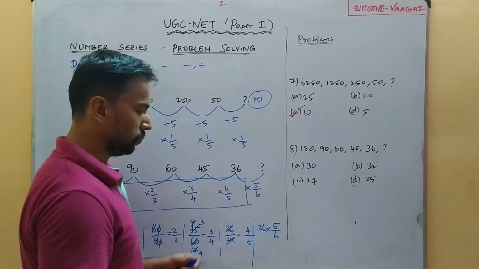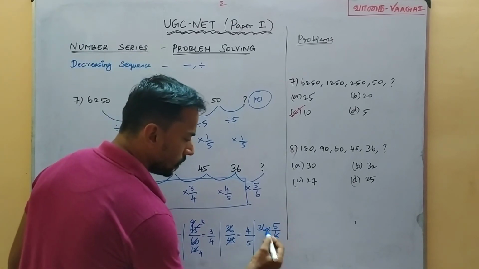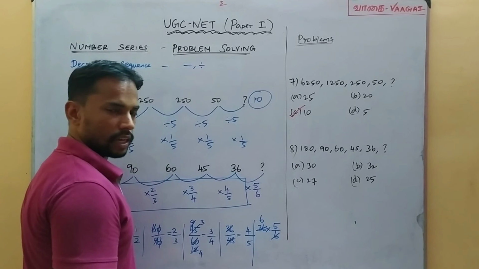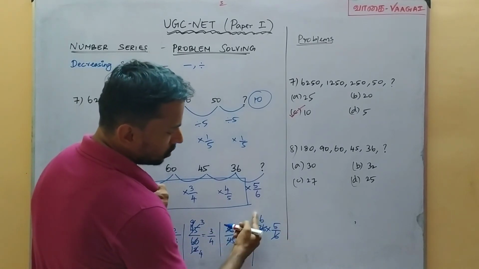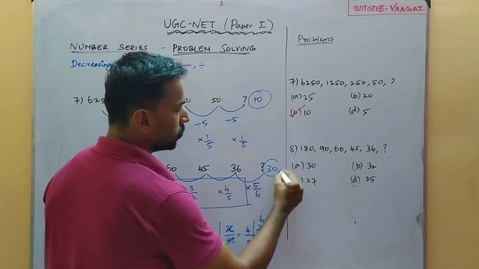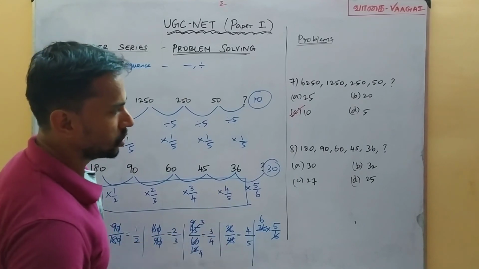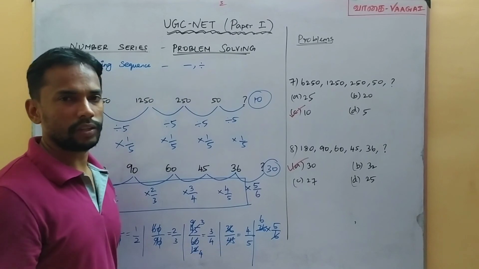So it looks very simple for us. So 36 into 5 by 6. So 6 and 36, we can cancel it exactly 6 times. 6 6s are 36, I have cancelled it 6 times. And now 6 5s will give us 30, and that 30 looks to be the answer to this question. And our answer 30 matches with option A here. So option A, 30 is going to be the correct answer.